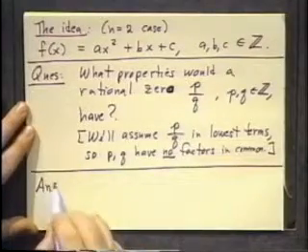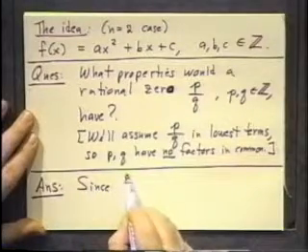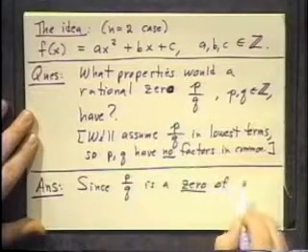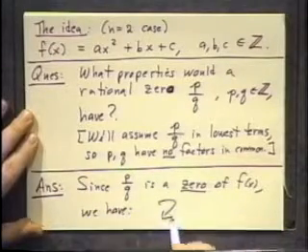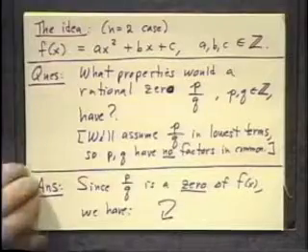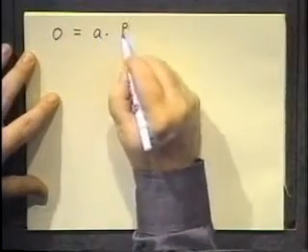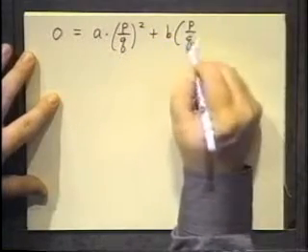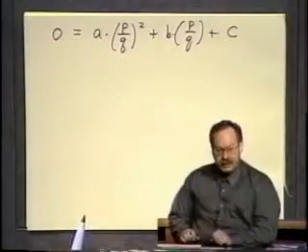Okay, well, the main property can be found this way. Since p over q is a zero of f of x, if it's a zero, then it needs to satisfy f of x, which means it makes f of x equal to 0. That's what 0 means, after all. So 0 is equal to a times p over q squared, plus b times p over q plus c. That's what being a zero means.